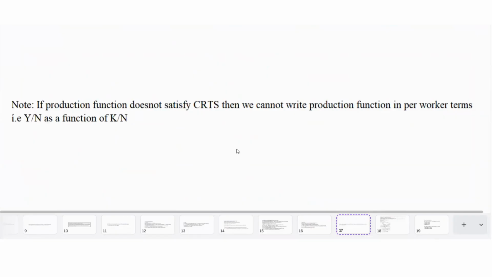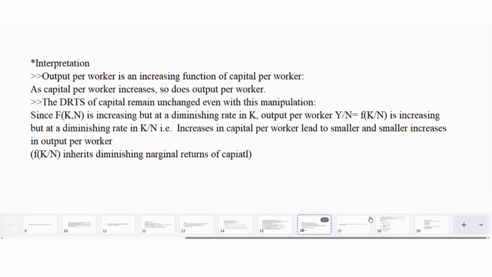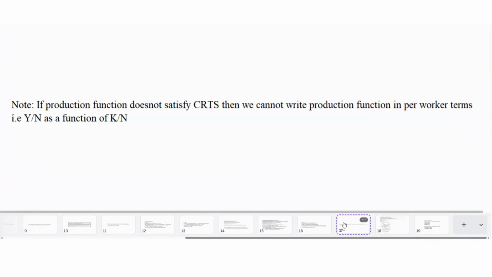And here it's just important to remind ourselves that if a production function does not satisfy constant returns to scale, we cannot write the production function in per worker terms, right? Because all of this analysis that we did here, where we showed that the production function can be written in per worker terms, is under the assumption of constant returns to scale. To go from this step to this step, we're using the constant returns to scale property, because over here we just choose c to be 1/N.